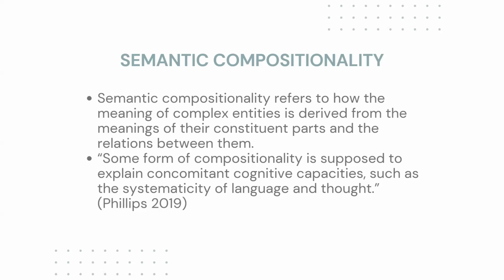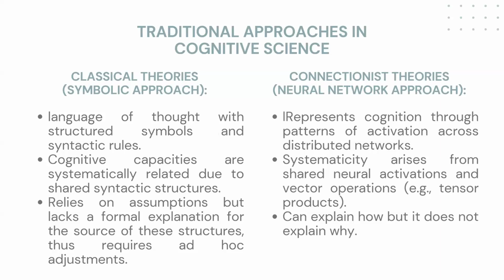And as the paper mentioned, some form of compositionality is supposed to explain concomitant cognitive capacities, such as the systematicity of language and thought, right? But this historically has been a problem for the traditional approaches in cognitive sciences.